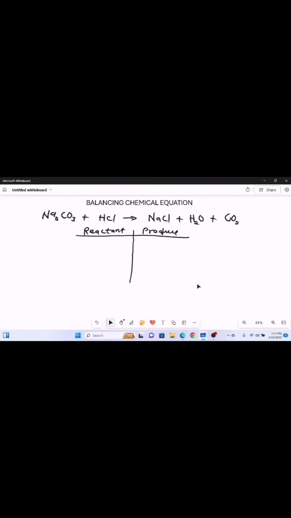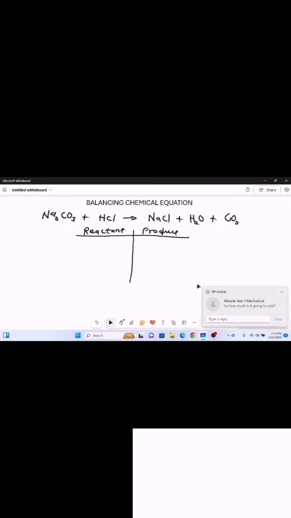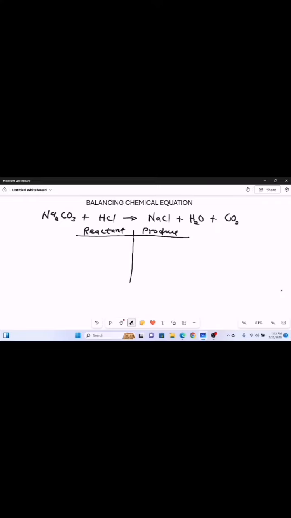Whenever you're given an equation to balance, the first thing to do is make a table of reactant and product, then bring out each of the elements that comprises both the reactants and the product. So let's start with sodium. So I have sodium on the reactant, and I have 2 moles of sodium, as can be seen here, Na2.